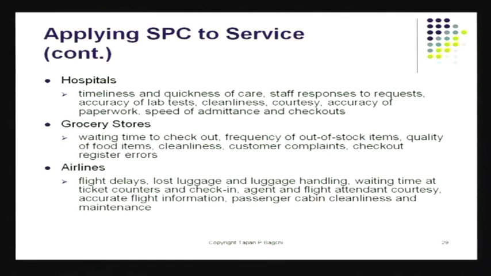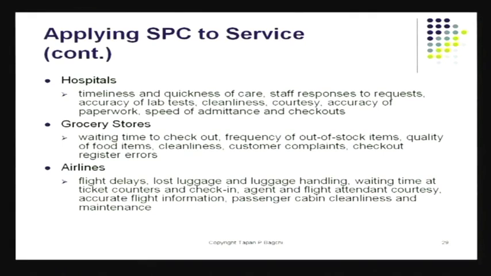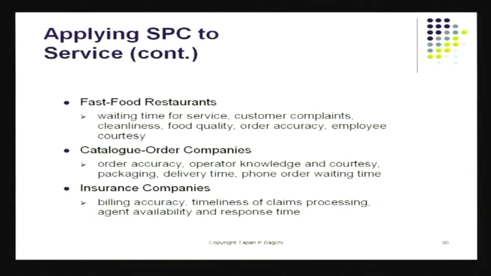Then airlines. Most of us these days fly, and we might be losing baggage. There may be delays in flights. There may be problems with luggage handling, for example. There may be waiting times at ticket counters and also at check-in. And there may be lack of courtesy, which happens with some of the airlines. I hope very much that they quickly realize this, or they just get out of that business. Because my time is not to waste there and worry about the fussing of somebody. Accurate flight information also is very important. And obviously passenger cabin cleanliness is important, and the maintenance of the whole aircraft, and so on and so forth.